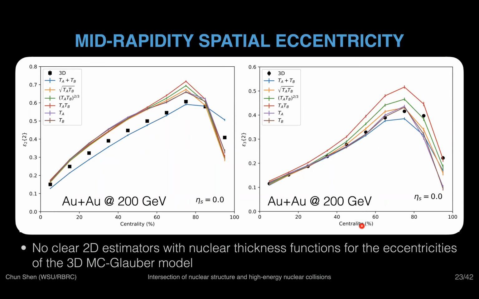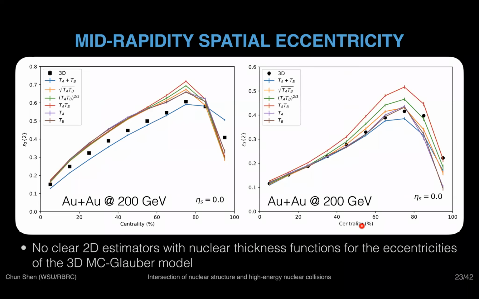So for 2D, basically what you have is the nuclear thickness functions TA and TB. You can construct multiple combinations of them. The conventional Glauber will be equal to TA plus TB. You can have TA multiplied by TB and also different powers. As Jackie comments, usually you can assume that the entropy is proportional to the square root of TA TB. That's preferred by the Trento tuning, and that's close to TA TB to the 2/3.